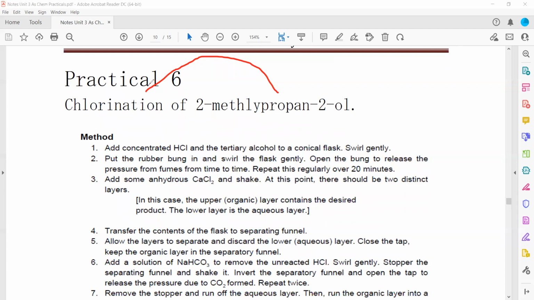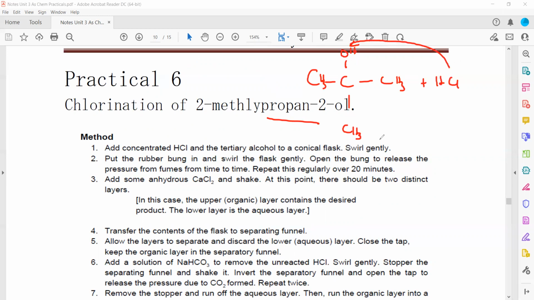So we are adding HCl to alcohol. As a result, what happened? The OH will be replaced by Cl. So it is propanediol. Prop means 3 carbon, 1, 2, 3. 2-ol means at the second position we have OH, and 2-methyl is also there, so at the second position there is a methyl group. So this is CH3, this is also CH3. We add HCl, so the Cl will take the position of the OH.